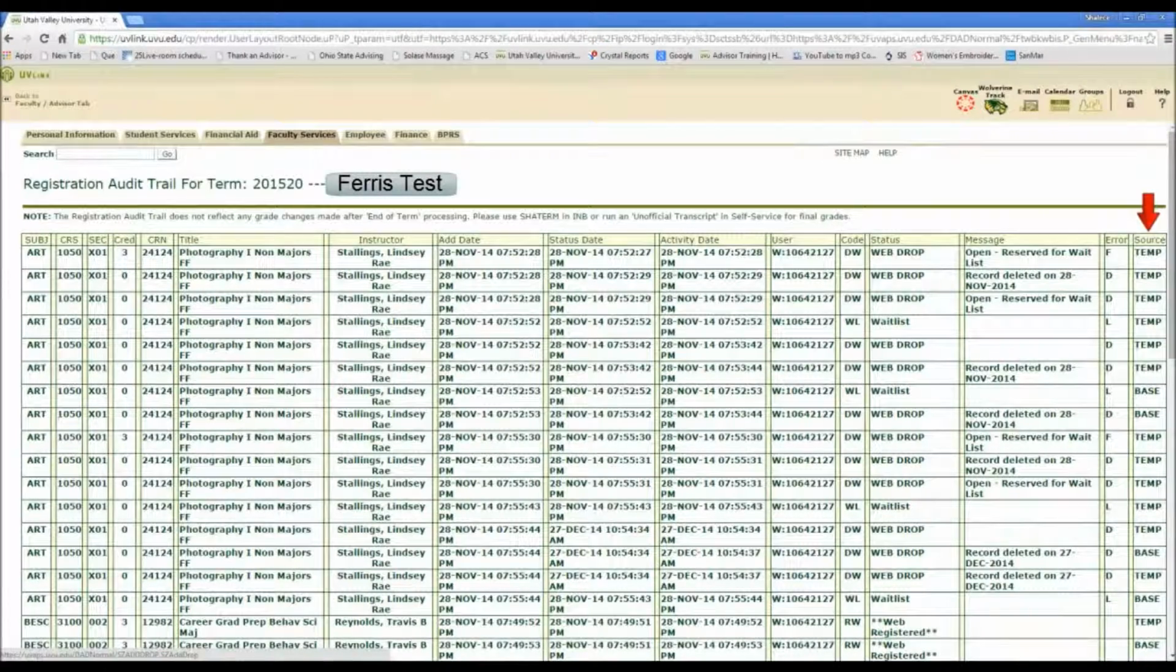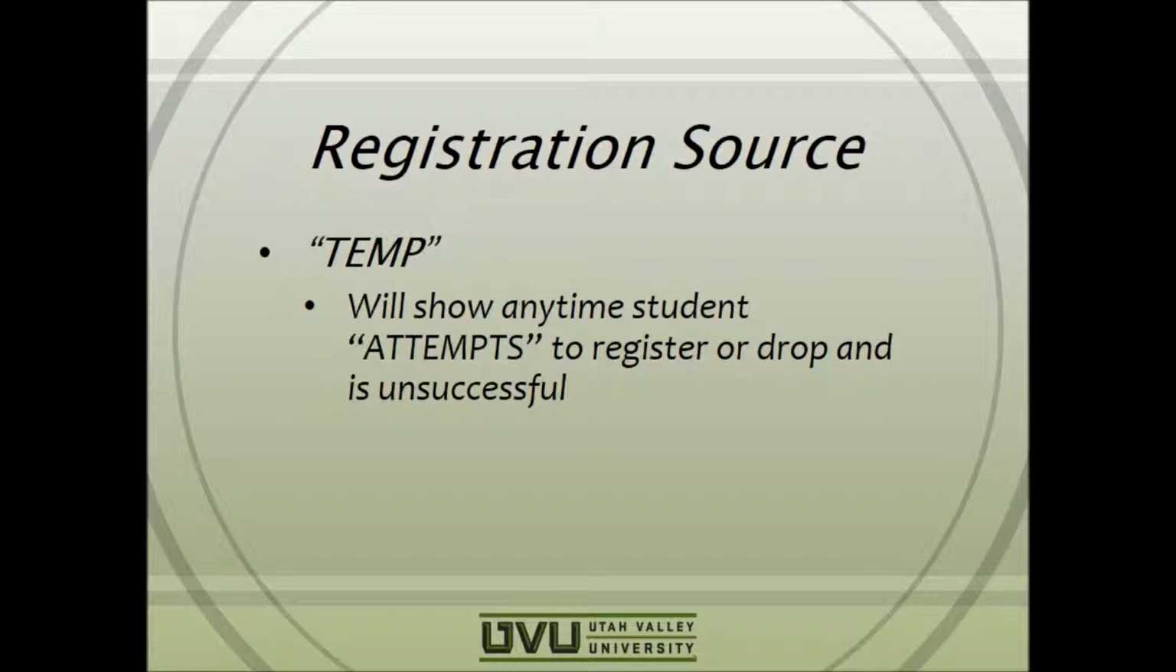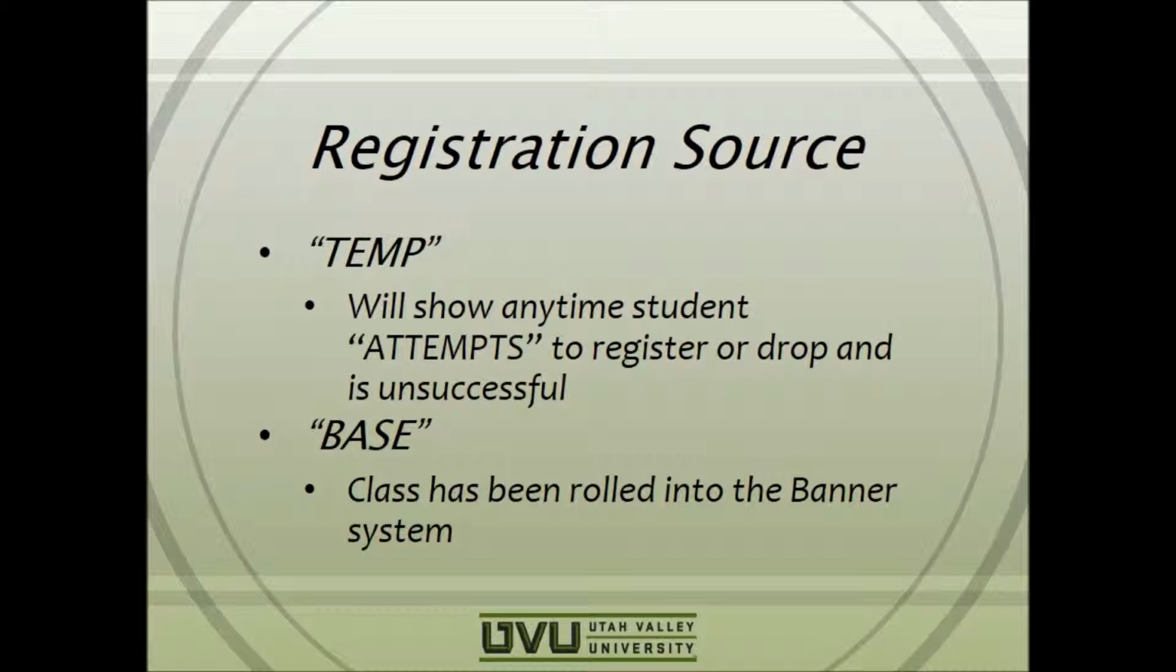The last and probably most confusing column in this table is the source column. Here you will see either temp or base. Temp is short for temporary and will show any time that the student is attempting to register for a class but is unsuccessful. Once the student is registered for a class, the source will move from temp to base. Base means that the class has been rolled into the banner system.